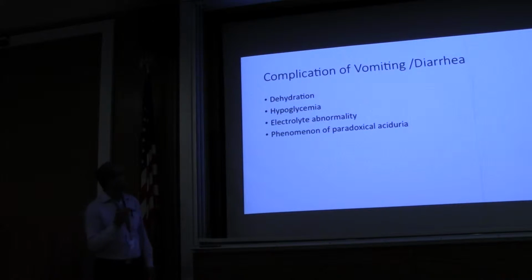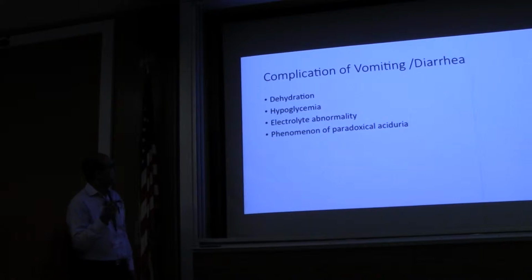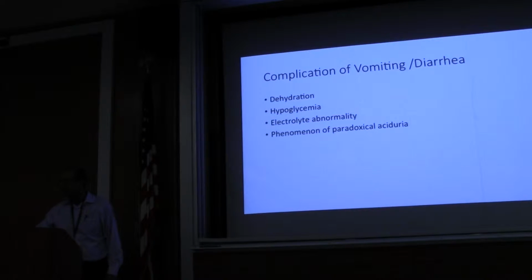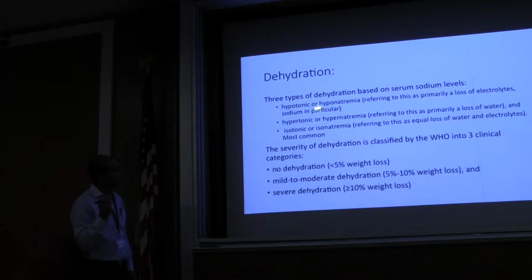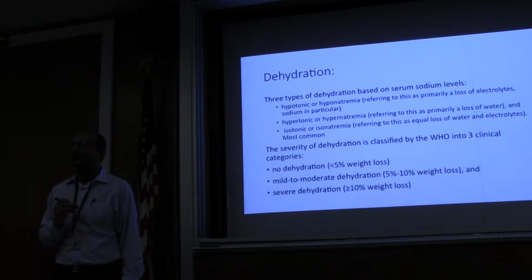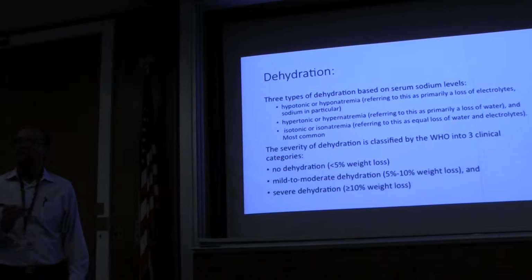We all know the complications, and we'll talk about it: dehydration, hypoglycemia, and of course the phenomenon of paradoxical aciduria. We know this. 3 types of dehydration: hypotonic or hyponatremia, as a primary loss of electrolytes, sodium in particular. Hypertonic or hypernatremia is primary loss of more water in diarrhea. And of course isotonic, which is actually the most common. Almost 90-95% would fall in this category of isonatremia.